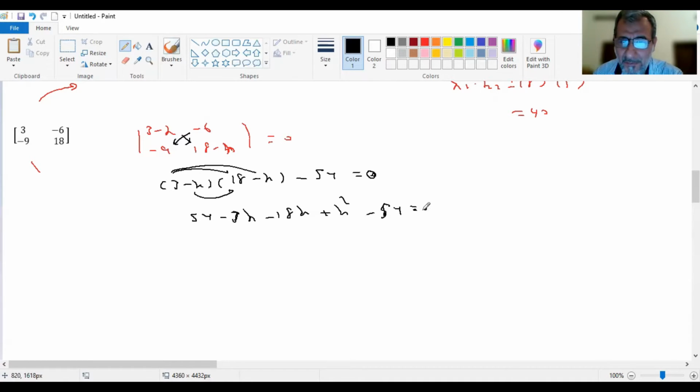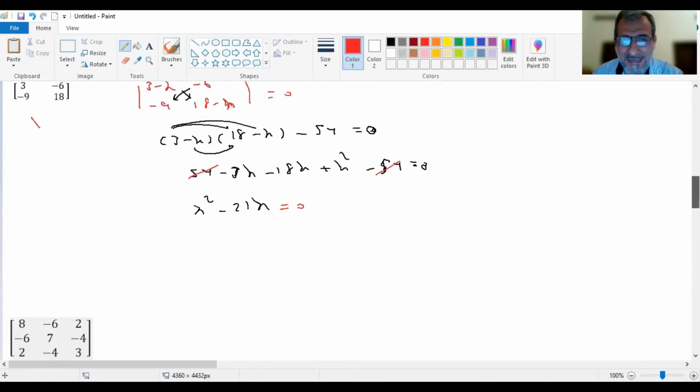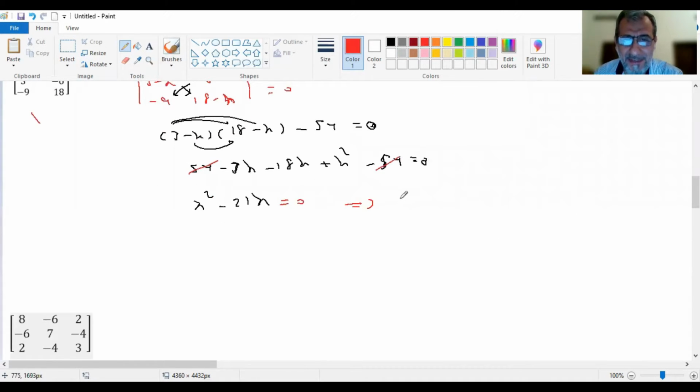So first you have lambda squared, and negative 18 and negative 3 is negative 21 lambda. And this one, 54 minus 54 is 0. So what we have is lambda squared minus 21 lambda equals 0. This one is easy, common factor. I take lambda as the common factor. So we have lambda times (lambda minus 21) equals 0. So lambda 1 is equal to 0 and lambda 2 equals 21.